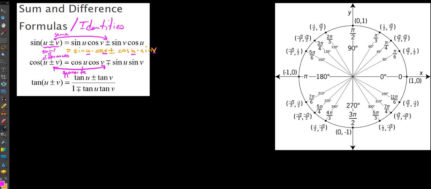As we get down to our cosine sum and difference formula, taking a look at it, we have cosine u, cosine v, minus plus sine u, sine v. You'll notice that u and v are still in the same order here.